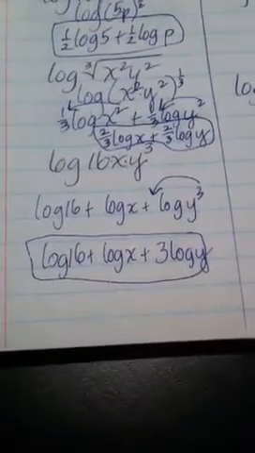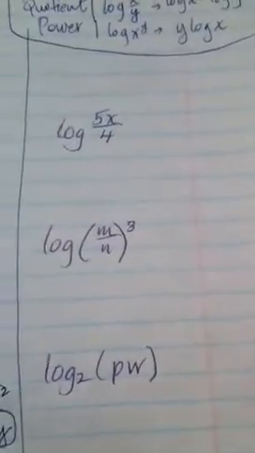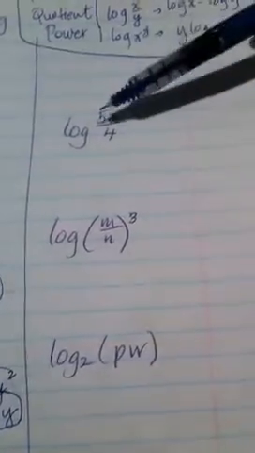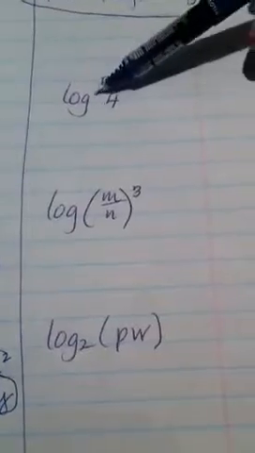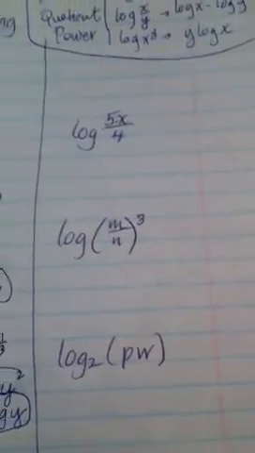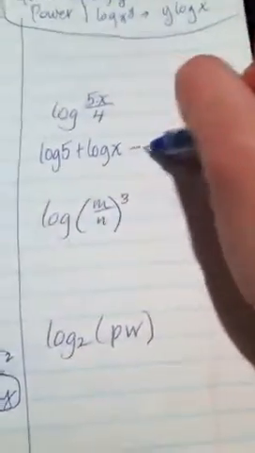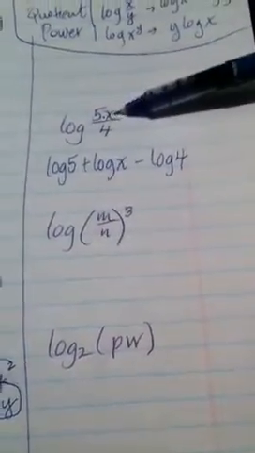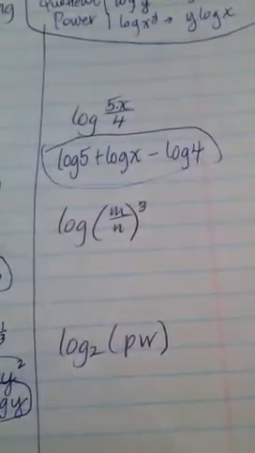Okay. Moving along. I realized after I wrote all those out, I don't have any quotient, so let me do one with a quotient. So this is a product, 5 times x, divided by 4. So a product turns into addition, and then a quotient turns into subtraction. So what you end up with is the log of 5 plus the log of x minus the log of 4. So this is adding because that was a product. This is subtraction because it was being divided by 4.